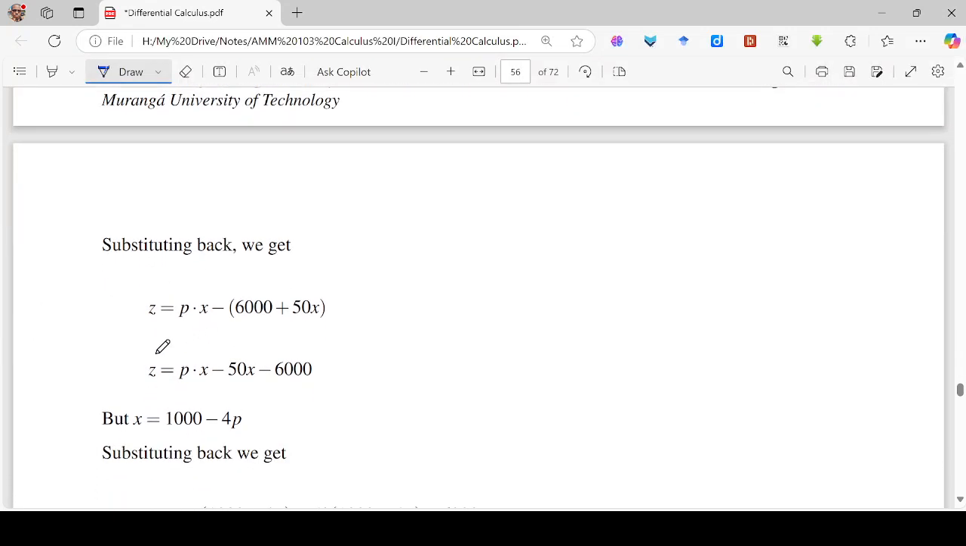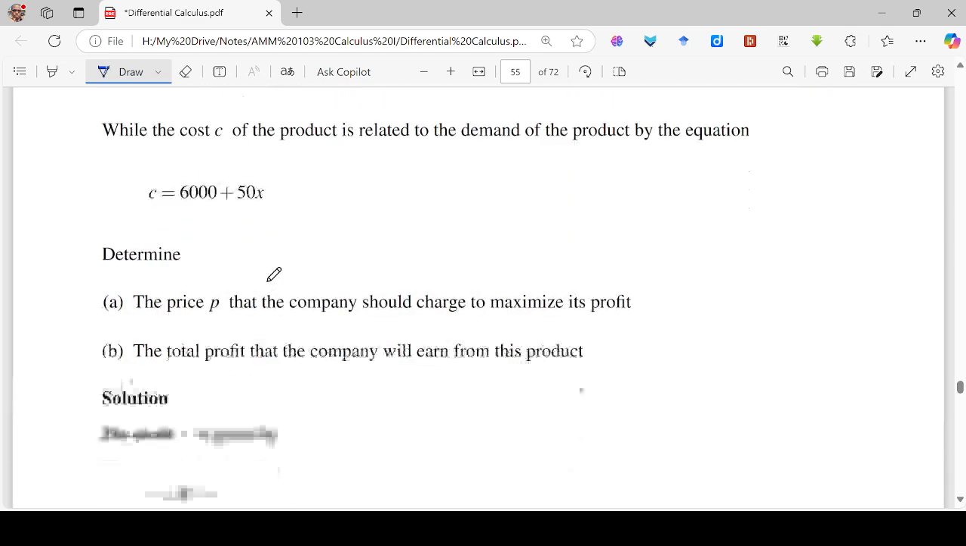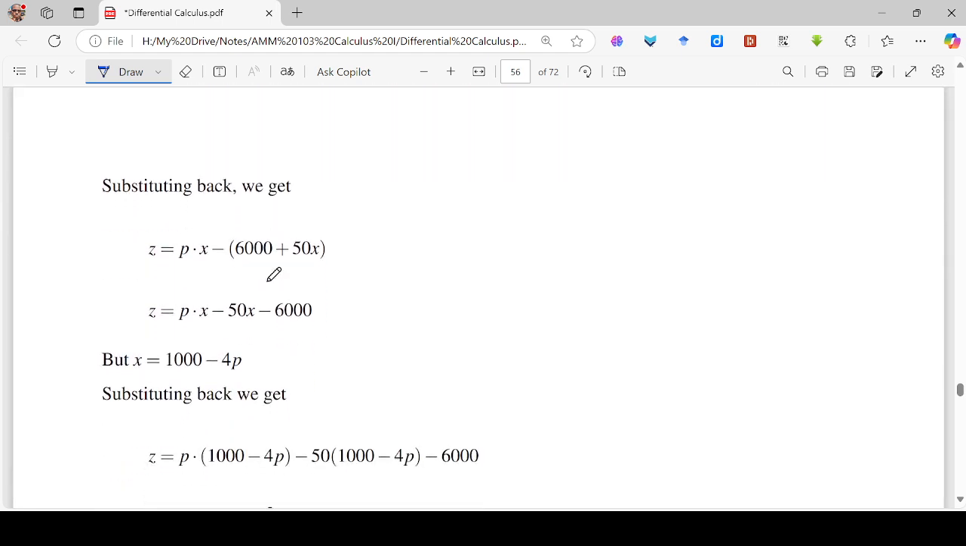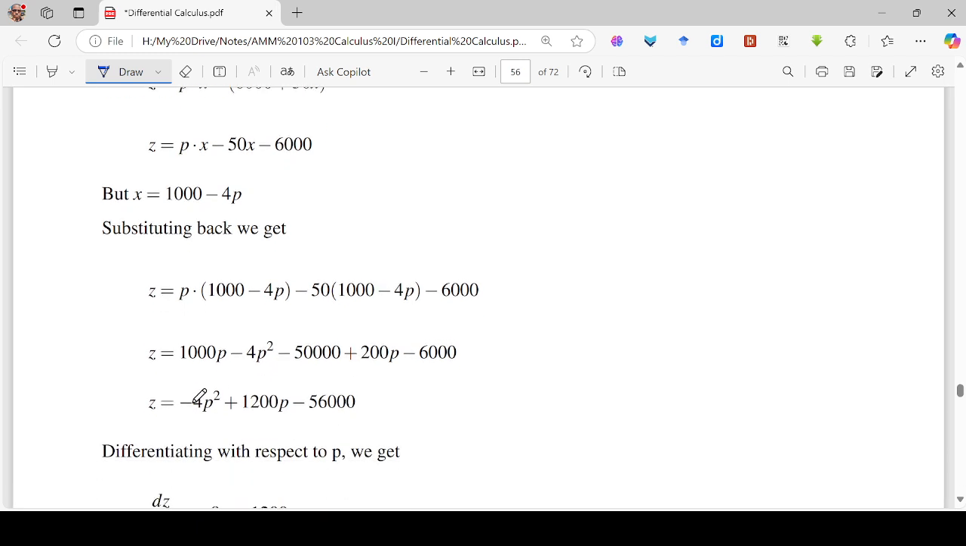So when we open the brackets, we get Px - 50x - 6,000. But remember, we have x given as 1,000 - 4P, so we can substitute that. Where we have x, we replace it with 1,000 - 4P. We have x here and here. Then we simplify. This should give us -4P² + 1,200P - 56,000.